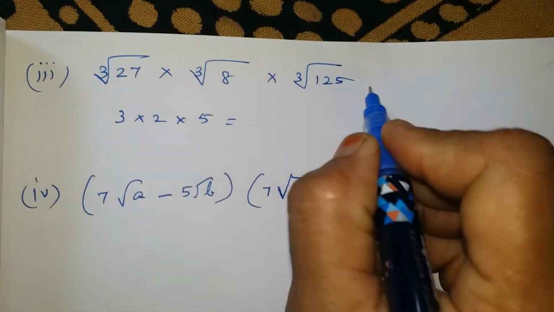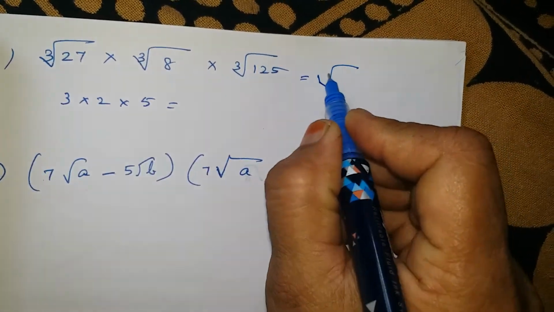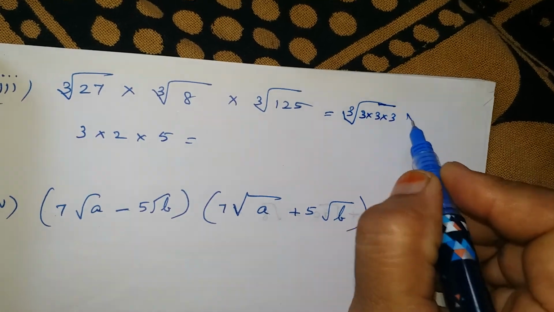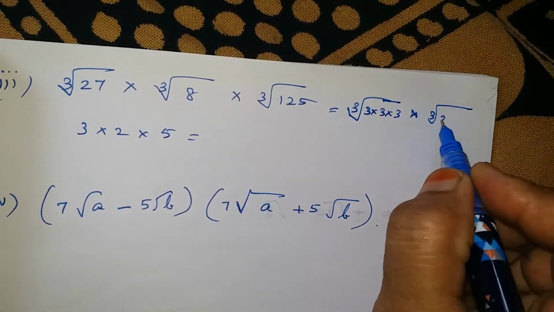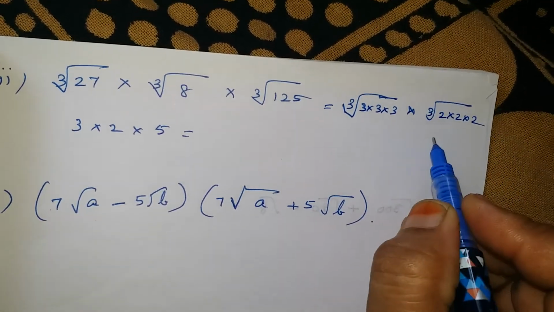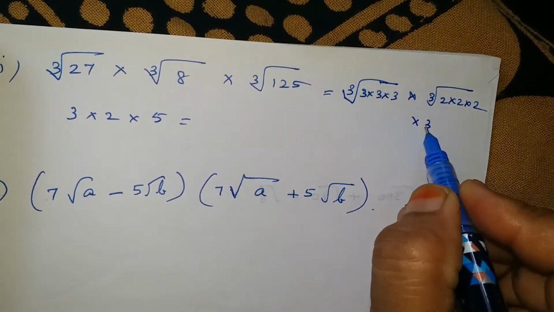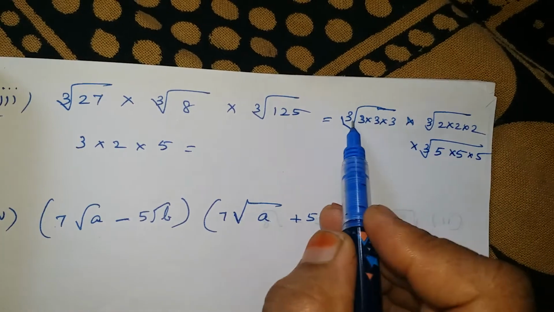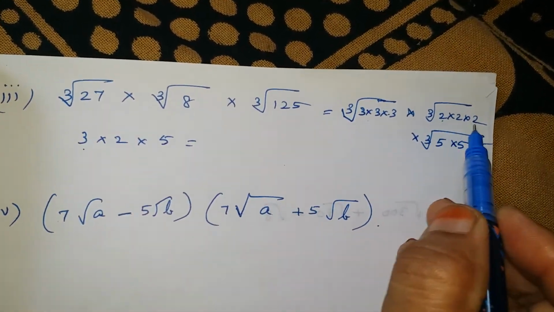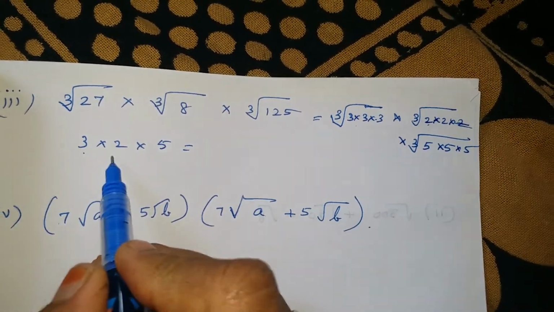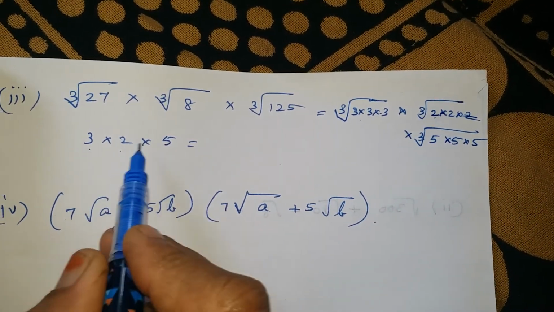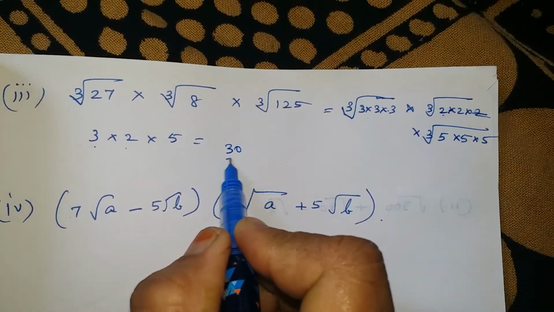If you want, I will give you one more step. It is cube root of 3 into 3 into 3, that is for 27, into cube root of 8 which can be written as 2 into 2 into 2, into cube root of 125 which can be written as 5 into 5 into 5. Out of 3 equal values you will take one value. 3 2s are 6, 6 5s are 30. So your answer is 30.